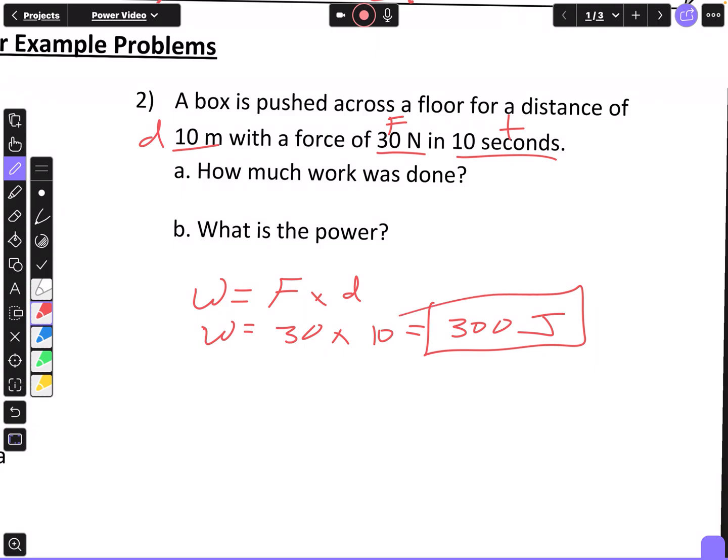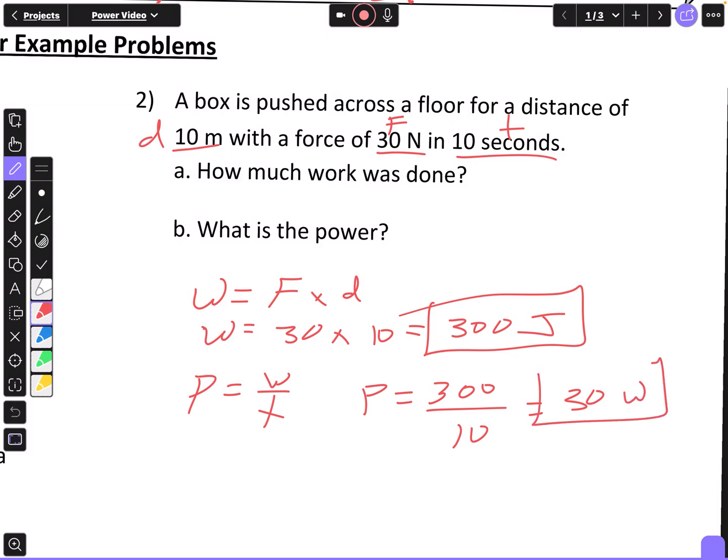And then I want to solve for the power. Well, since I found work, power is going to be my work divided by time. So I've calculated my work to be 300 divided by my time, which was 10 seconds. And when I divide that, my answer would be 30 watts.